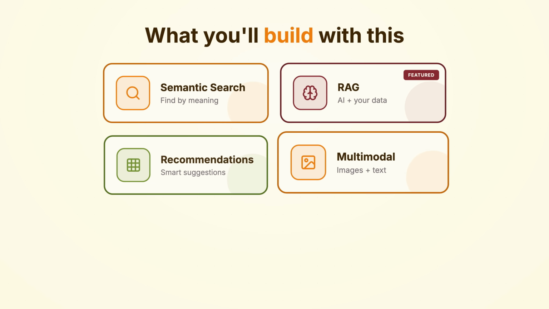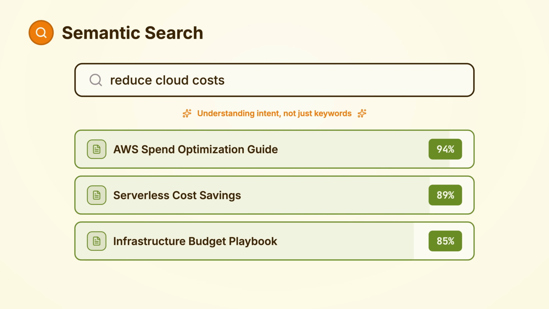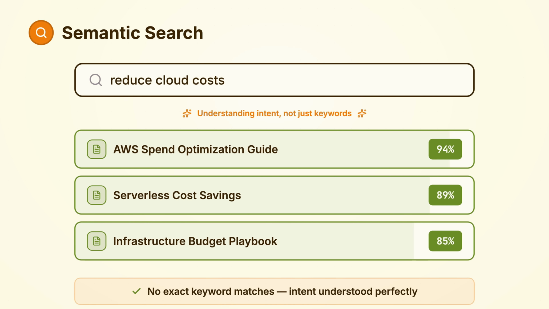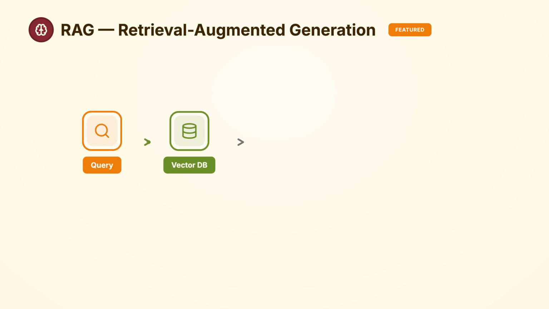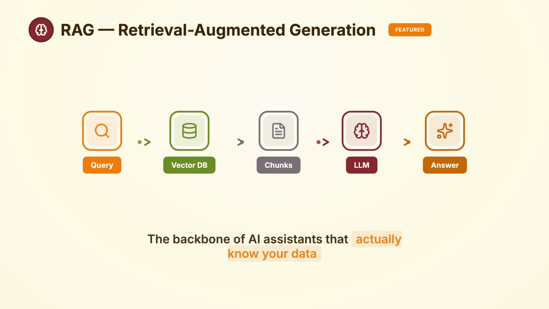Let's see what you'll actually build with this. Semantic search. User types reduce cloud costs. Your system returns documents about AWS spend optimization and infrastructure budgeting, even though those exact words weren't in the query. The embedding understood the intent, not just the keywords. Retrieval Augmented Generation, or RAG, the backbone of AI assistants that actually know your data. Embed your documentation, store the vectors. When users ask questions, retrieve the relevant chunks, pass them to an LLM as context. Instant expert on your content.